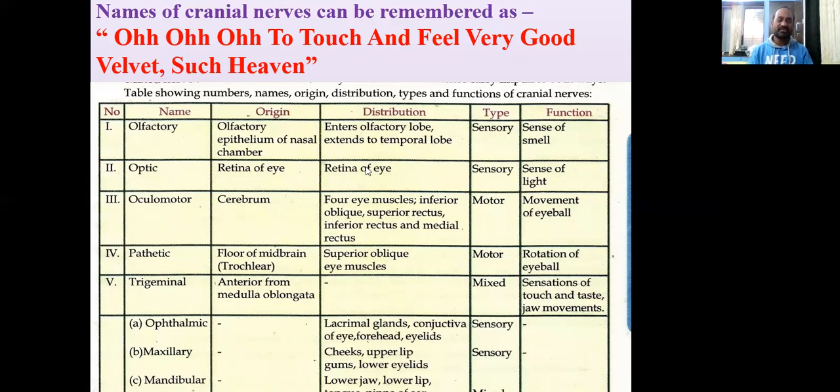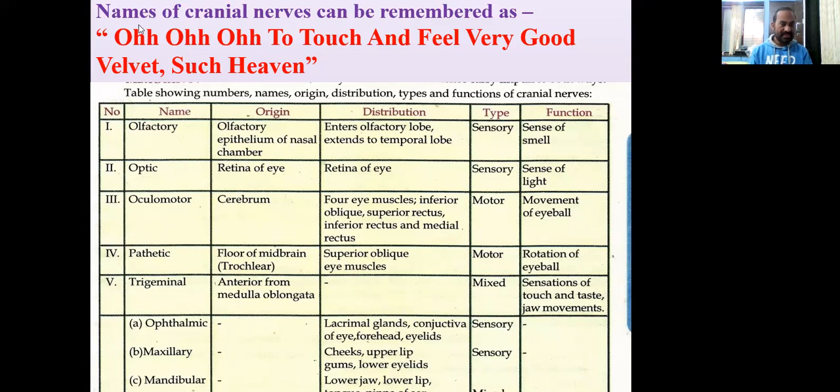You will find many kinds of sentences on the internet too. On the occasion of the party, few attractive faces are gathered via special highway, this is also a sentence. And this is a new one, I found it. Oh, oh, oh, to touch and feel very good, velvet, such heaven. Now, if you take the first alphabet of each word, it will give you the name of that corresponding nerve.